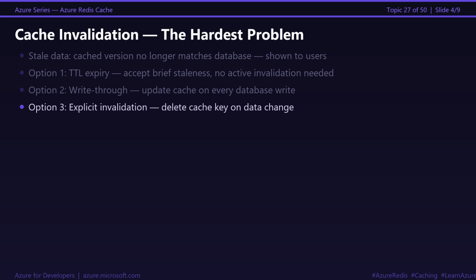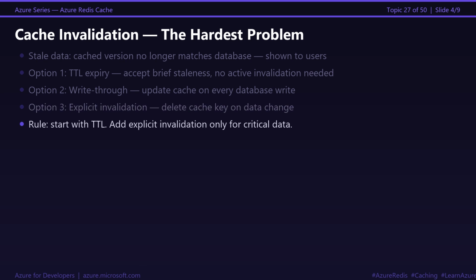When a product price is updated in the database, immediately update the cache too. Cache is always in sync. Never stale. Downside: every write now touches both the database and Redis. More complex. More potential failure points.